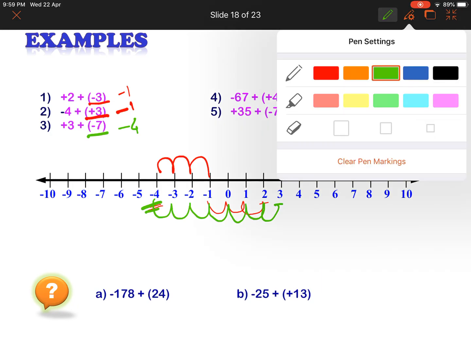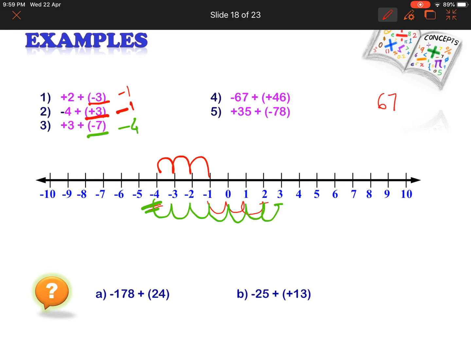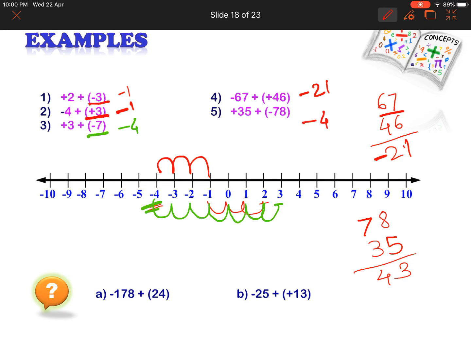So absolute value of minus 67 is 67, absolute value of plus 46 is 46. We find the difference of these two because we are adding one positive and one negative integer. The difference is 21. Now absolute value of minus 67 is higher, that's why we give it a negative sign, so answer is minus 21. The last example, absolute value of plus 35 is 35, absolute value of minus 78 is 78. We find the difference and we give it a negative sign because minus 78 has higher absolute value.